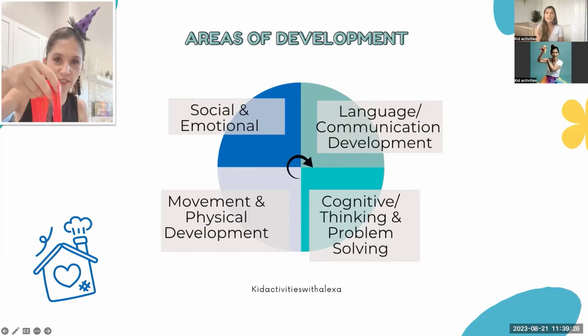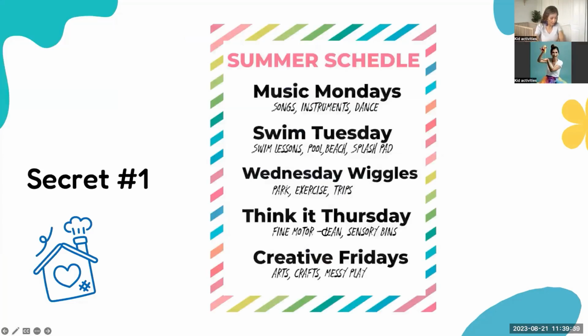I like to call them little scientists because they're always doing little experiments. Once you realize that they're little explorers, little scientists, you start to understand a lot of the behaviors that they do. So here's secret number 1. Pulling my hair.